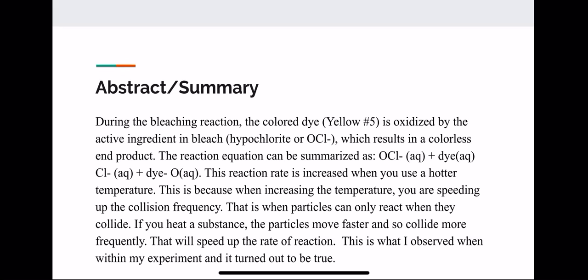So basically, why my hypothesis worked is because the reaction rate is increased when the temperature is hotter. And by increasing the temperature, you are speeding up the collision frequency. This is when the particles can only react when they collide. So if I'm heating the substance such as water, the particles will move faster and collide more frequently. That will speed up the rate of reaction. So that is what I observed with the chemical reaction between yellow food coloring and bleach as the temperature was hotter. And that's the end of my science fair.